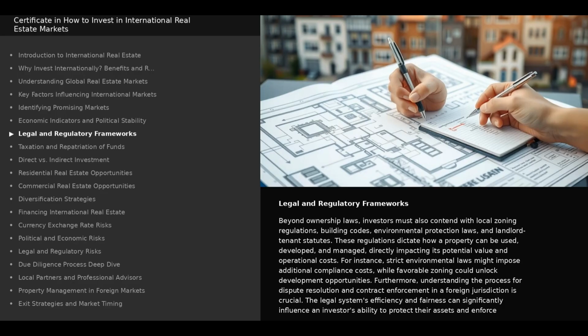Furthermore, understanding the process for dispute resolution and contract enforcement in a foreign jurisdiction is crucial. The legal system's efficiency and fairness can significantly influence an investor's ability to protect their assets and enforce agreements. Comprehensive legal due diligence is not merely a formality, but a cornerstone of successful international real estate investment.